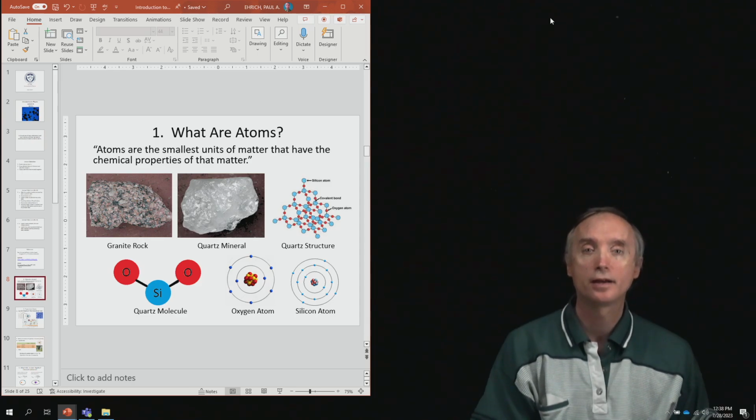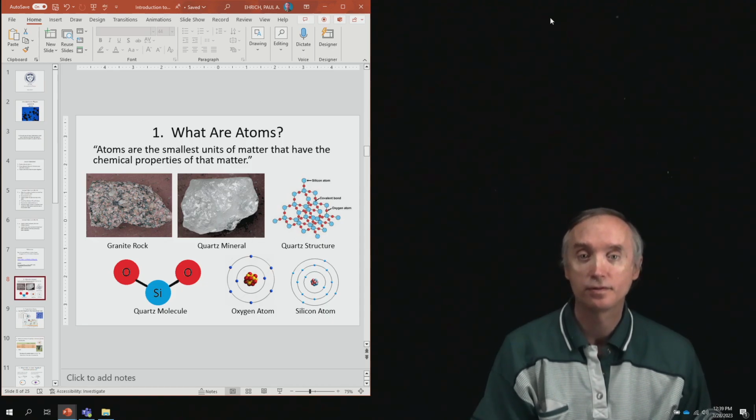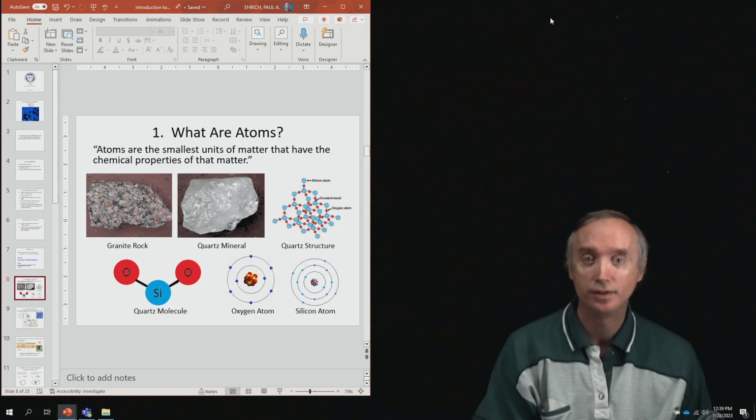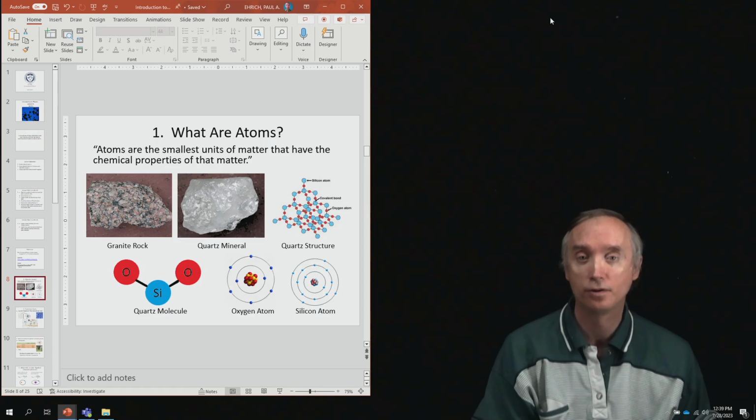All right, so we're back and want to talk about what atoms are. In order to understand this, think about a rock such as granite. If you've taken a geology class, you might be familiar with what granite is. It's an igneous rock, very pretty to look at, and it's speckly. Each of those speckles in the rock granite is going to be a mineral.